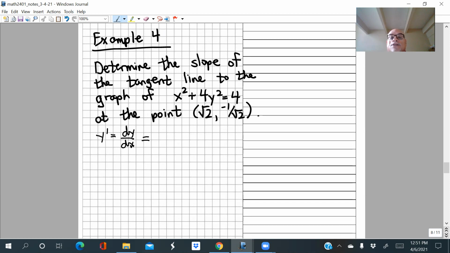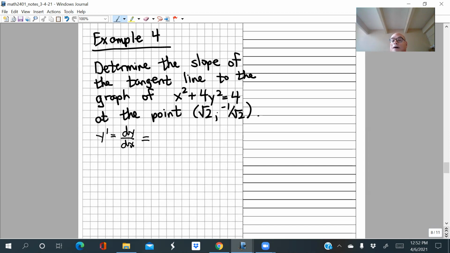Remember, that process is you look at the equation for your curve, you differentiate both sides of the equation, left and right, going term by term, each of the terms from left to right. Then, when you've done that, solve the resulting equation for the variable y prime. That will give you a formula for the derivative that you can use to find things like slopes of tangent lines at particular points.